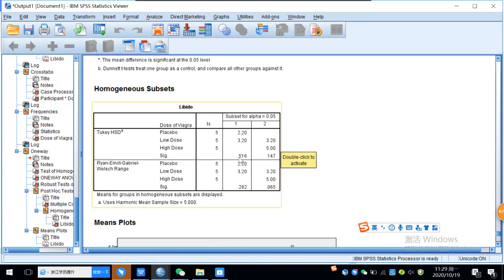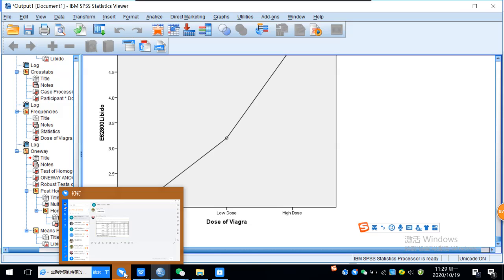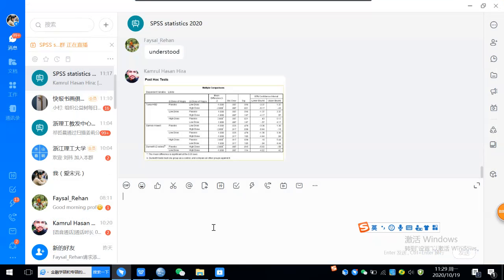Okay. Here is the multiple comparison. Hope you all can understand.